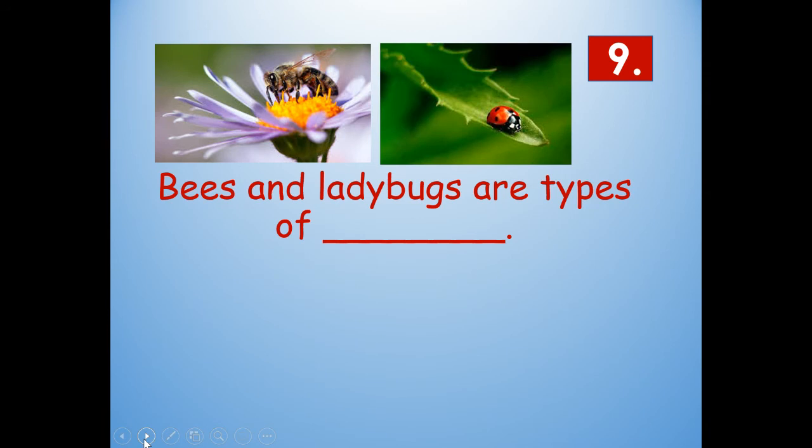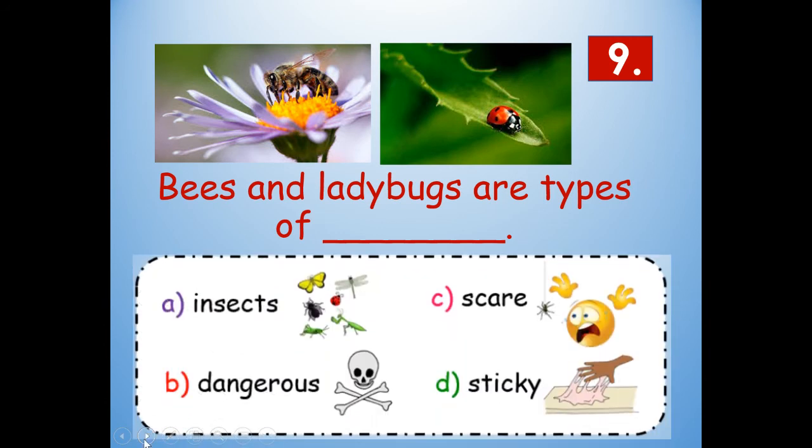Number 9, bees and ladybugs are types of blank. Bees and ladybugs are types of insects. Bees and ladybugs are types of dangerous. Bees and ladybugs are types of scare. Bees and ladybugs are types of sticky.